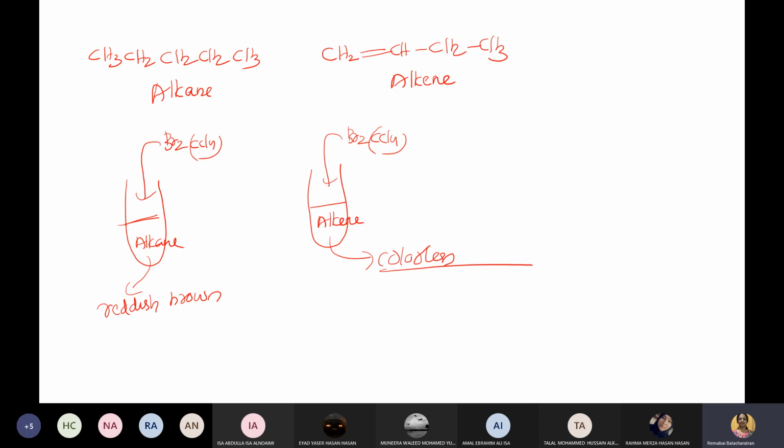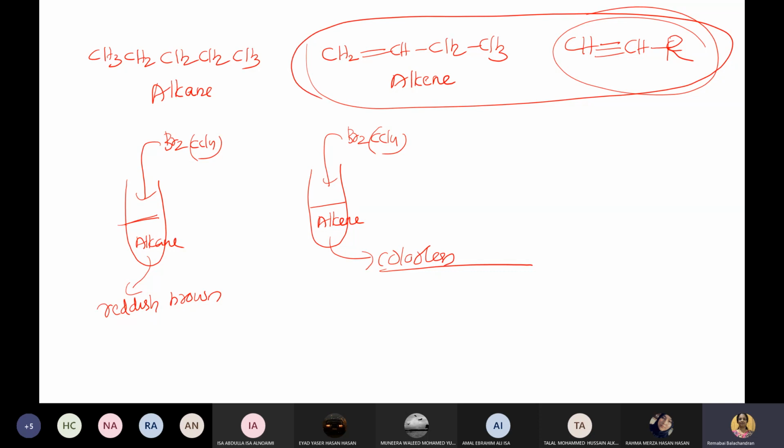Now this is not only for alkene, even for alkyne also. Suppose it is CH triple bond CH or anything, I write R. So in this case, what is it? When you add bromine in CCl4, this also will become colorless. So alkenes and alkynes give this test, the bromine test. Alkanes do not give this test, okay? So you can distinguish alkane from alkene and alkyne. You can't distinguish alkene and alkyne by this test. Why? Because it will have the same outcome. Both of them will give the same.